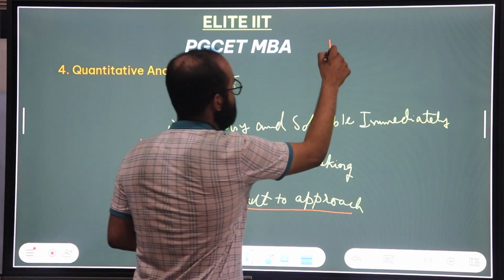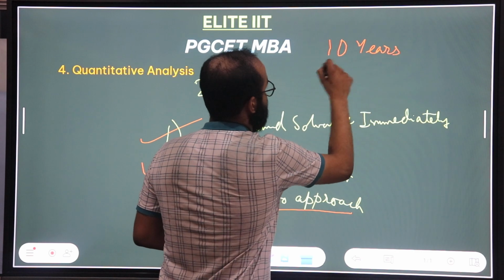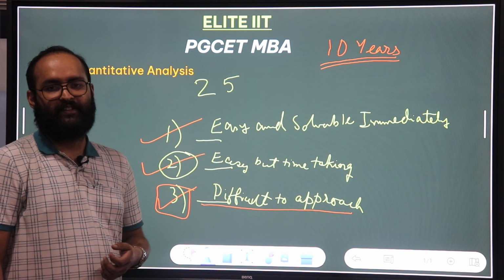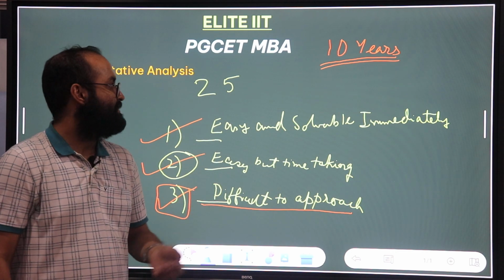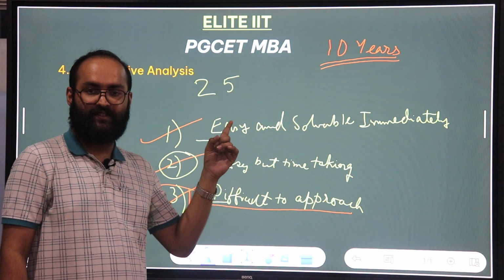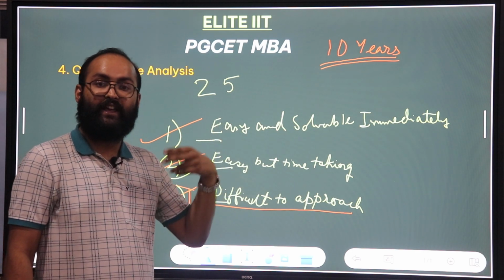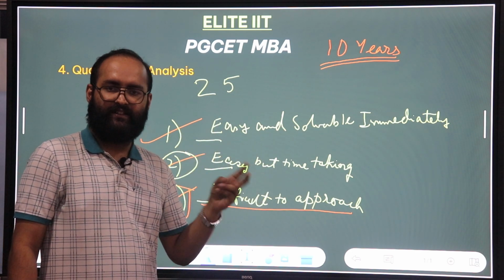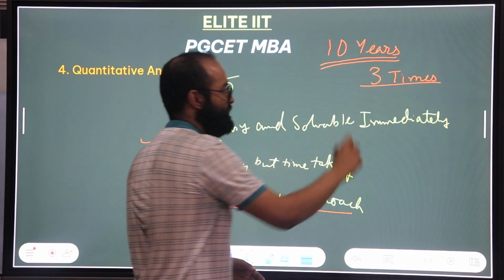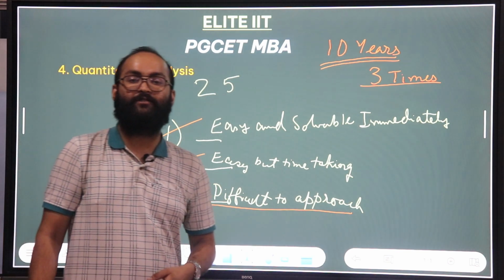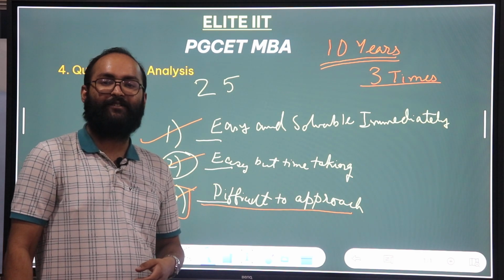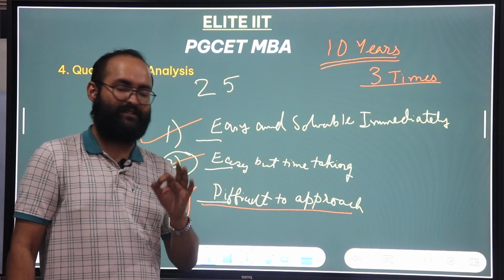The best number is 10. At least 10 years. Then you will be on the safe side. If you can solve more, better, isn't it? So, after you have solved the previous year questions once, go for them again, twice, and then again thrice. The best is, how many times? 3 times, isn't it? Like your dentist will recommend you to brush your teeth 3 times a day. So like that, go for solving the previous year questions 3 times. That is the best number.